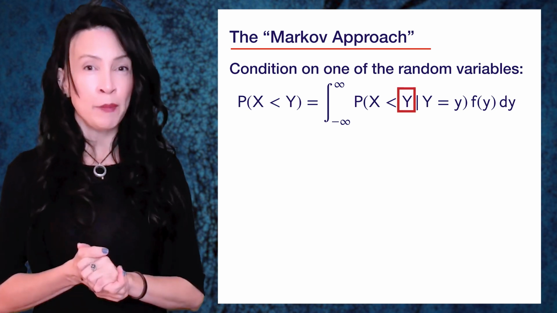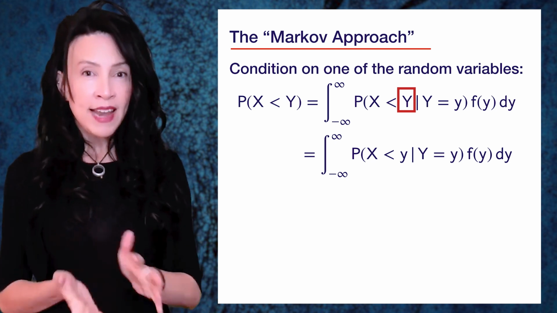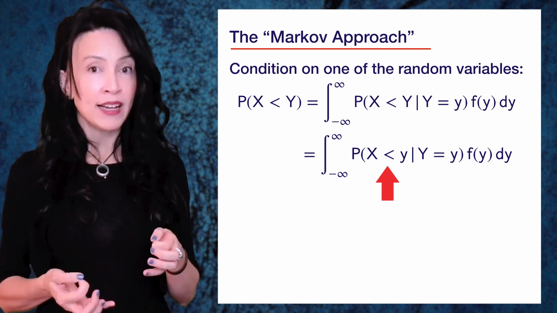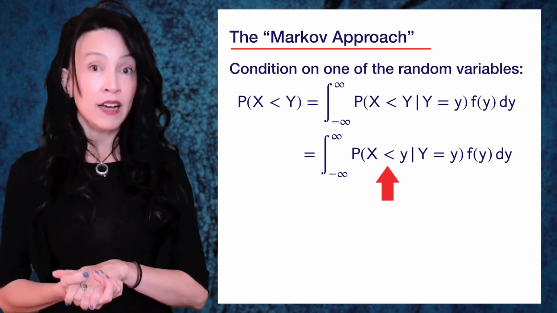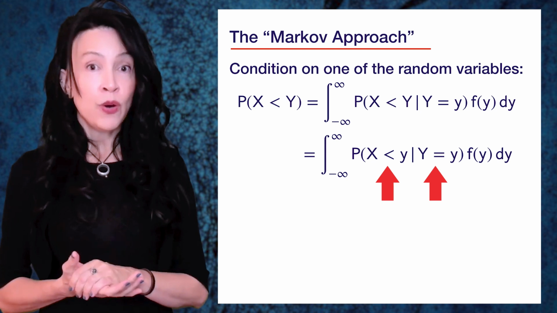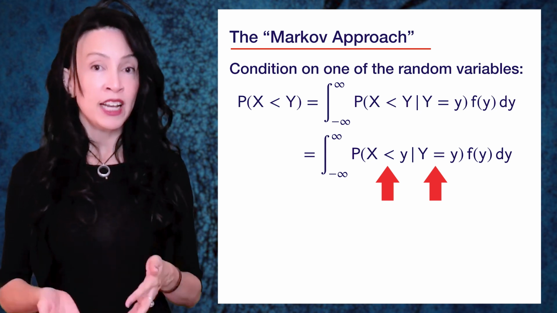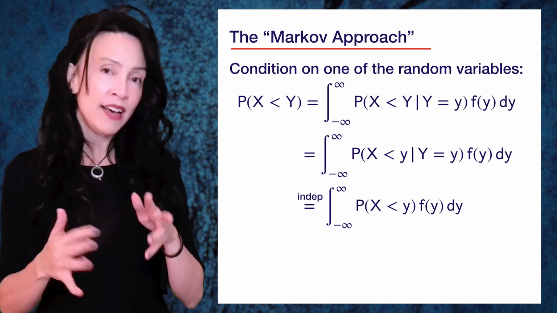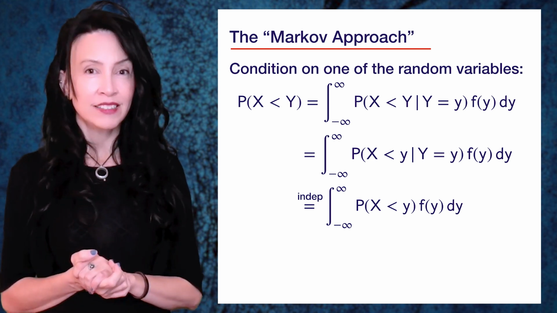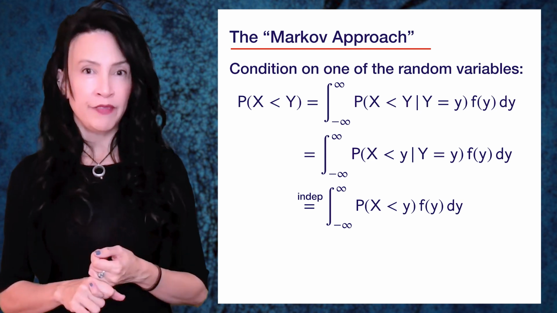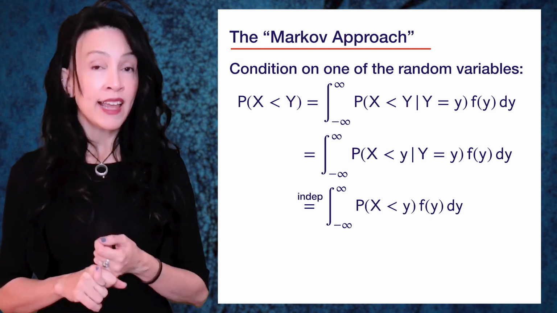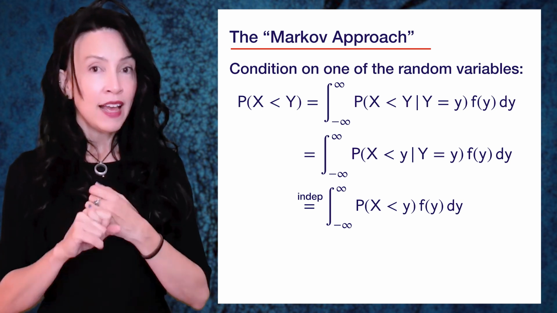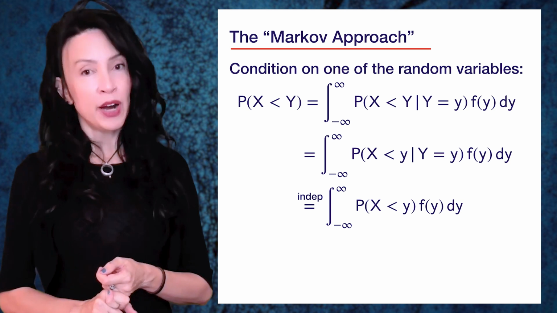I'm going to change out this capital Y for lowercase y. And now the only random thing in this probability over here is the capital X. Capital X is independent of capital Y by assumption. So I don't need this conditional information anymore. I can just drop it because it has nothing to do with the randomness going on the left side of this conditional line. So we're down to the integral from minus infinity to infinity of the probability that capital X is less than lowercase y times the PDF evaluated at lowercase y dy.